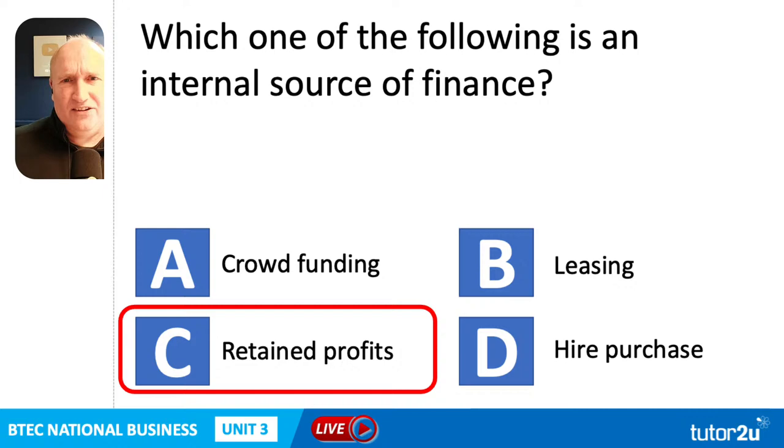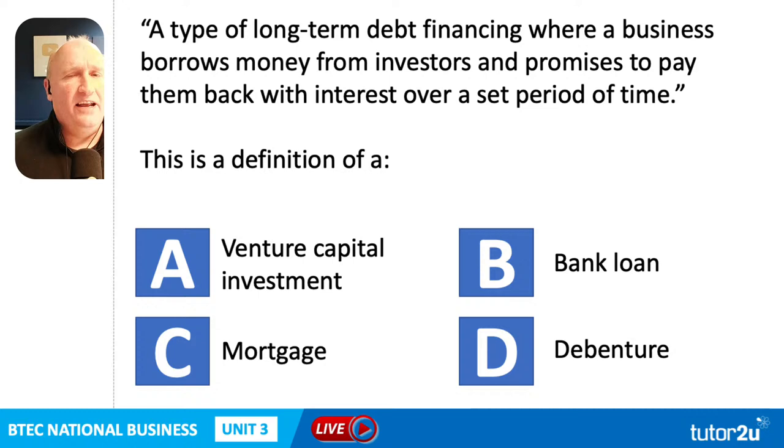Now, I've got a definition on screen here. Now, we were having this debate in the live chat just before we started. So those of you who were paying attention will know the answer to this. There is a definition, but what is it a definition of? A type of long-term debt where a business borrows money from investors and promises to pay them back with interest over a set period of time.